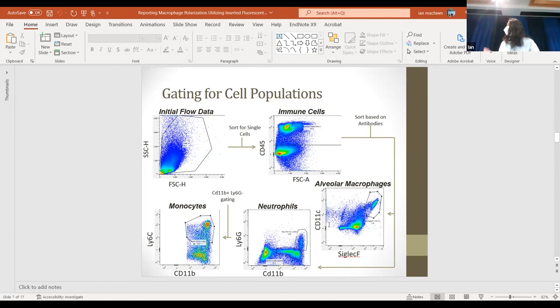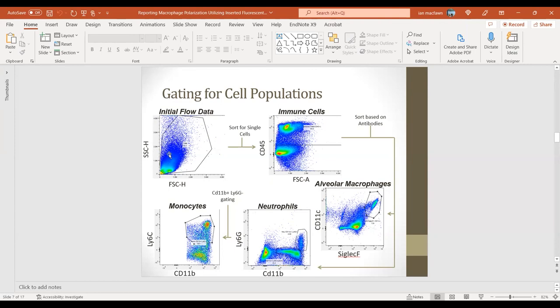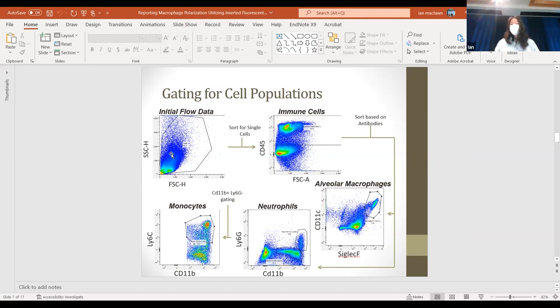After harvesting the lungs and running them through a flow cytometer, we then got to flow gating. Initially what it gives you is this, the forward scatter and side scatter, and all of your cells plotted wherever they land. Forward scatter measures size and side scatter measures granularity. In the flow cytometer, there are a lot of other things that it also examines that we don't really care about, like debris. So here we're trying to sort out debris.